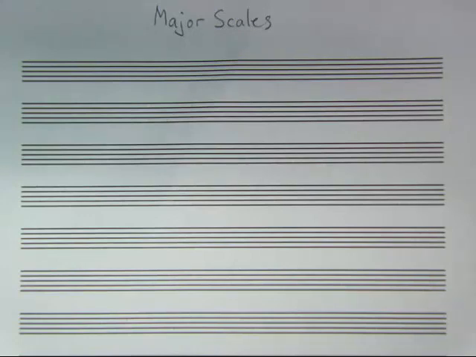Okay, so a major scale is a type of scale. So let's talk about what a scale is. A scale in music is a pattern of pitches, usually ascending from one note to another note. The most common types of scales we have are major scales and minor scales, but there are all kinds of other scales that you can have.